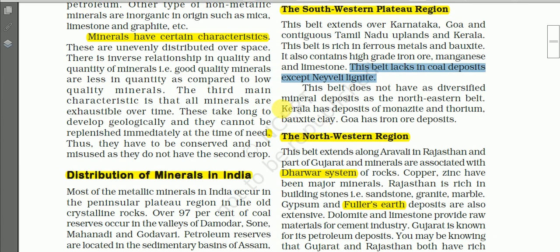Then one more point we have to learn in Kerala. Kerala has deposits of monazite and thorium, then bauxite clay, and Goa has iron ore deposits. Monazite is a type of sand from which we get radioactive minerals. Bauxite clay is also found in Kerala. Then in Goa we find iron ore deposits. So this is about the southwestern plateau region.